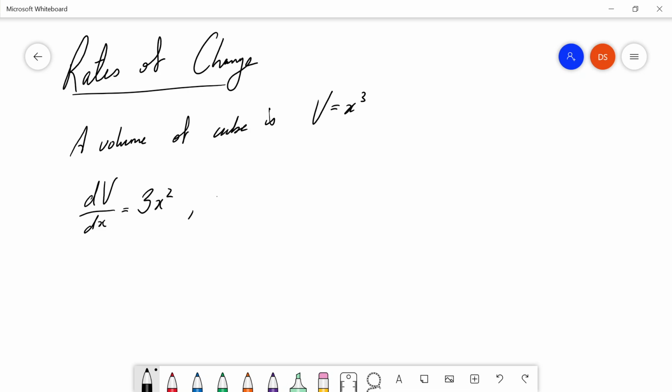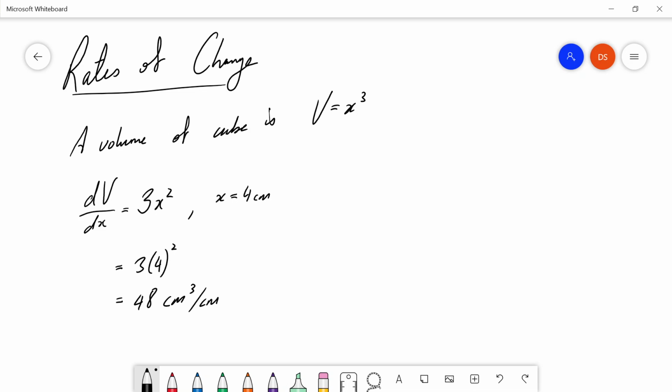And now we want to see what happens when x equals 4. And so if we plug in, we get 4 times 4 is 16 times 3, 48. Now, let's have a think about this in units. If I gave you the volume of a cube with x in centimetres, then the volume is in centimetres cubed. And so the rate of change is centimetres cubed per centimetre, because it's a rate. So as the side increases by 1 centimetre, the volume will increase by 48 centimetres when x equals 4.